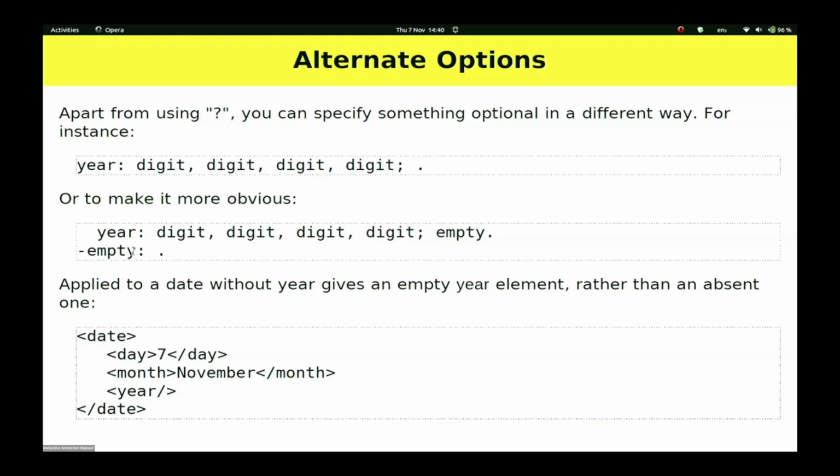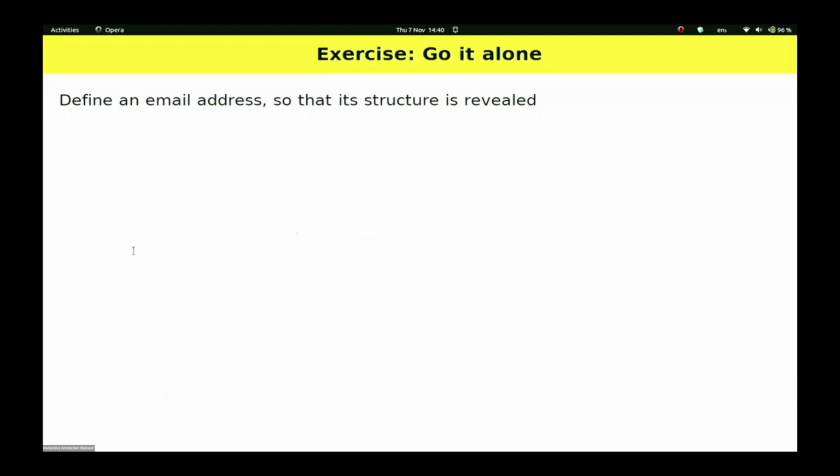But the difference here is that if you supply a date without a year, you get an empty year element, whereas in the previous example, you didn't get the year element at all. So you've got the option of either saying, don't give me the year element, or give me an empty year element.